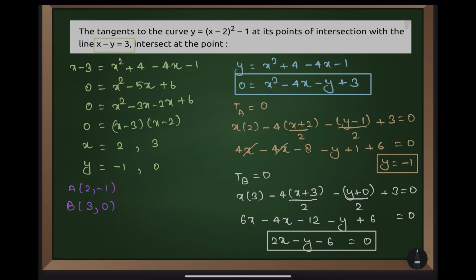So the point of intersection, the required point, will become 5 by 2, minus 1. I hope you got the approach and you know how to solve this illustration. I hope the idea is clear.